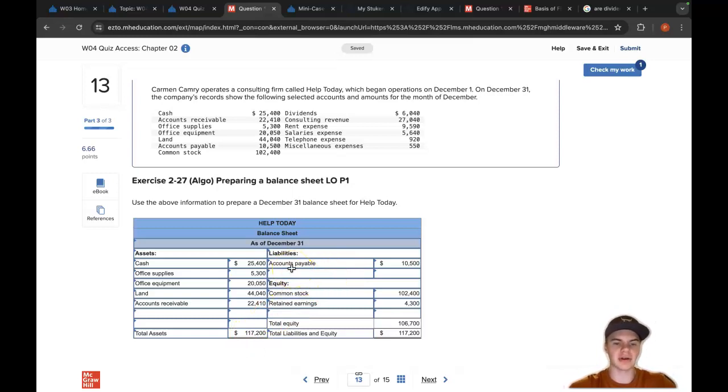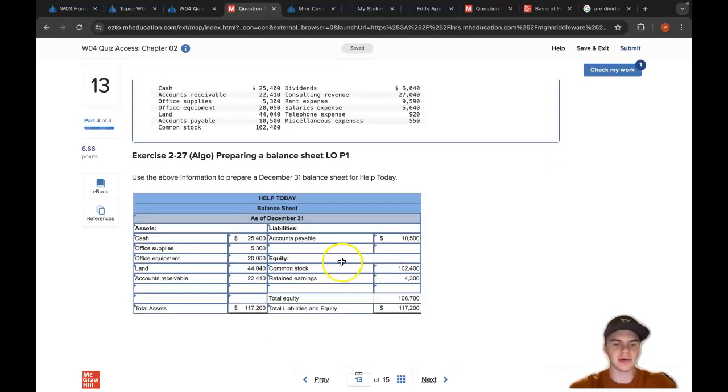Actually, before I move on, I don't know if I went over this, but make sure that you select as of December 31st right here. The balance sheet is for December 31st. So next we have liabilities, so we'll select liabilities right here. As we look through this list, the only liability we really have is accounts payable. So that makes it simple. We'll just put accounts payable right here, and that's 10,500 right there. And we'll move on to equity.